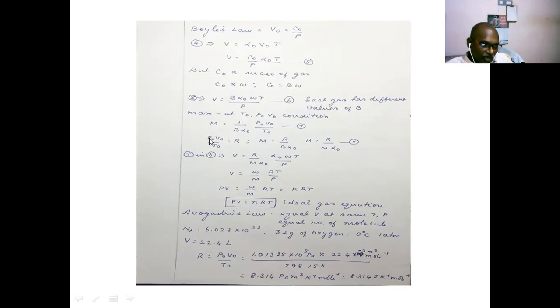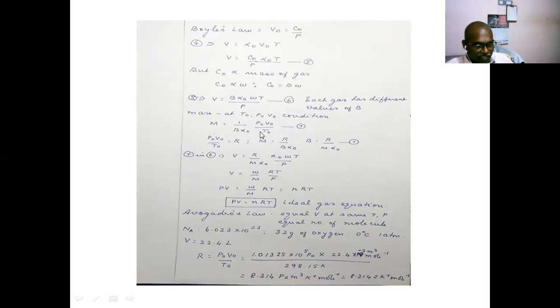So this P0 V0 by T0 is the universal gas constant R. Therefore, in this place you can substitute R and you can relate mass with R. M is equal to R by B alpha 0, or I can write B is equal to R by M alpha 0. So now I am going to substitute this B value in equation 6. Therefore, I am getting volume is equal to R by molecular weight into alpha 0, weight, temperature by pressure. This alpha 0 can be cancelled. Therefore, what you are getting is W by M RT by P.